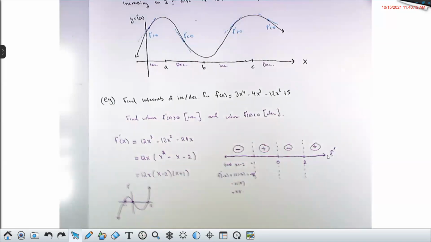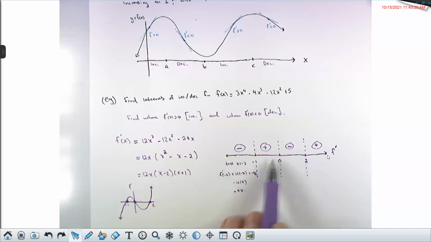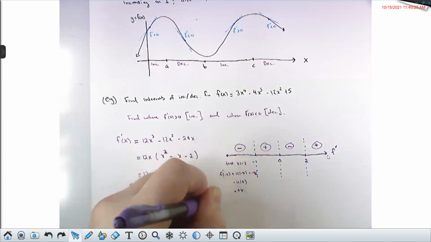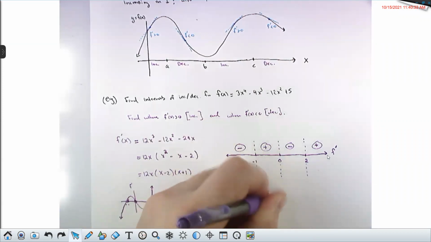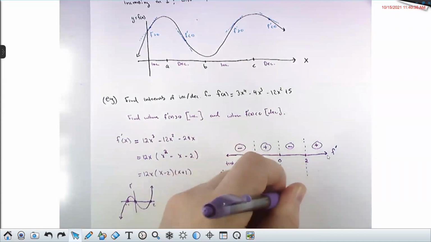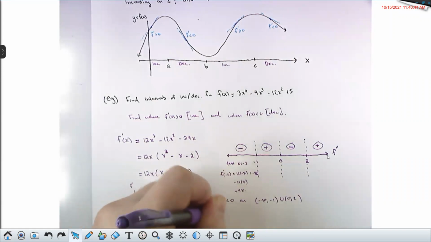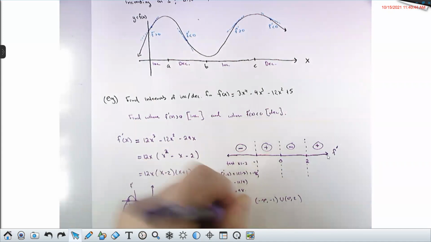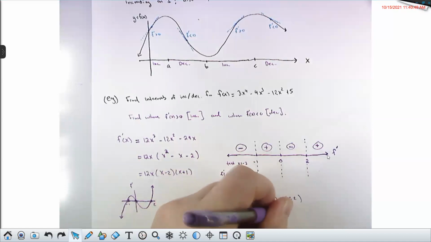All right, so let's finish up here. I now know that my derivative is negative from -∞ to -1, positive from -1 to 0, negative from 0 to 2, and positive from 2 to infinity. So f prime is negative on -∞ to -1, unioned with 0 to 2, and f prime is positive on -1 to 0, unioned with 2 to infinity.